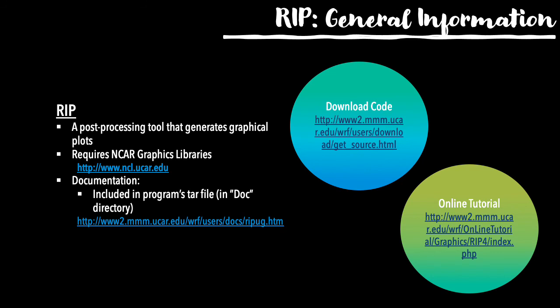I highly recommend paying attention to the documentation. There is a lot of very useful information included, and it can help you to find the needed diagnostics. One of the advantages of RIP is that it has a lot of diagnostics, but a disadvantage is that it's written in Fortran 77, which means it's easy to work with but can be difficult to change. You can obtain downloading information from the link provided in the blue circle, and just like with ARW Post, if you're interested in trying an online tutorial, follow the link in the green circle.